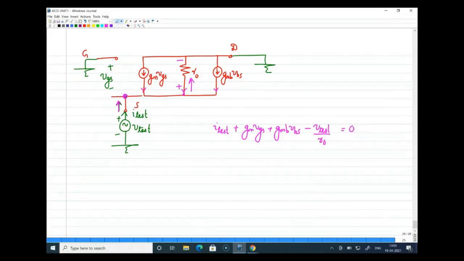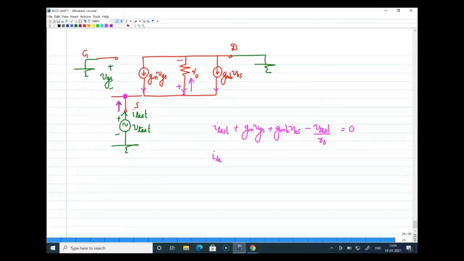This is the point. So I'm just writing all the sum of the currents at this node equal to 0, and one is going away, and I just put a minus sign over there. All right. I hope all of you agree to this.